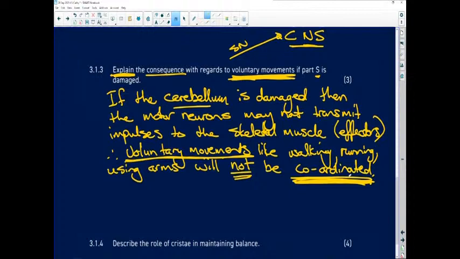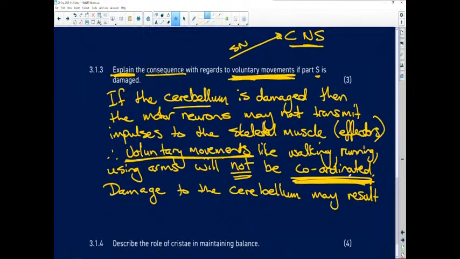Okay, so what happens then? Damage to the cerebellum may result, just like with the baby that can't move, in paralysis because your muscles cannot move in a coordinated way. Hope that makes sense.